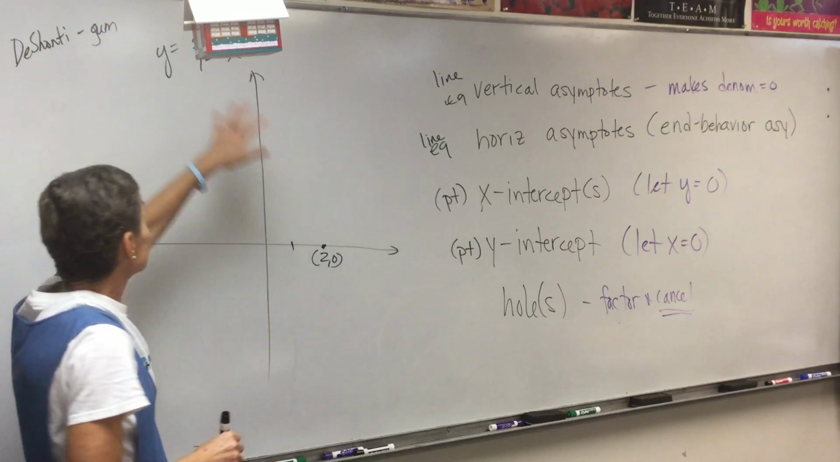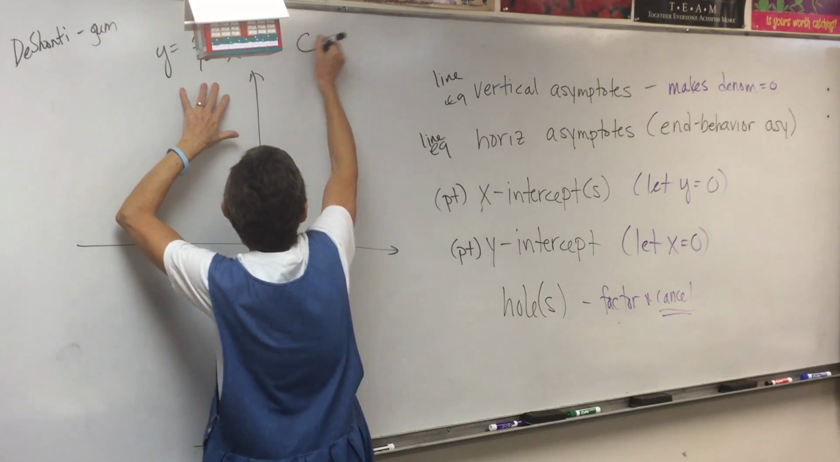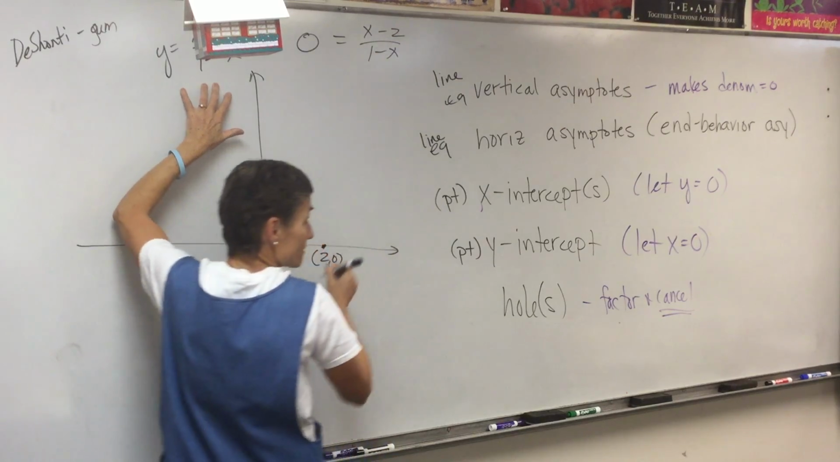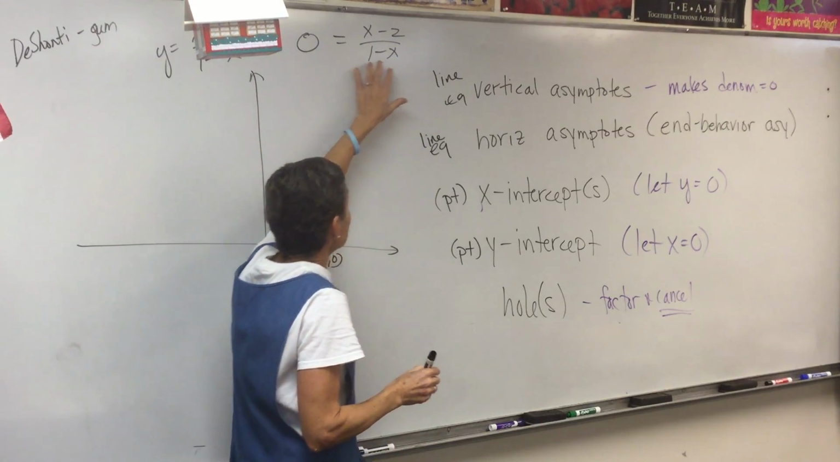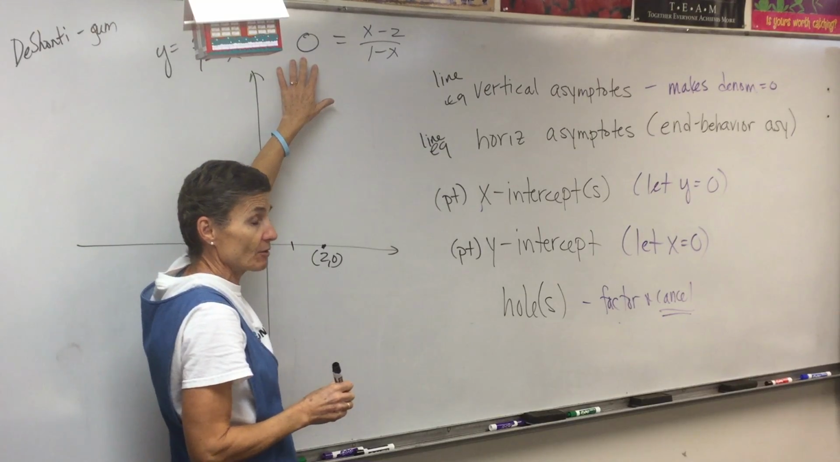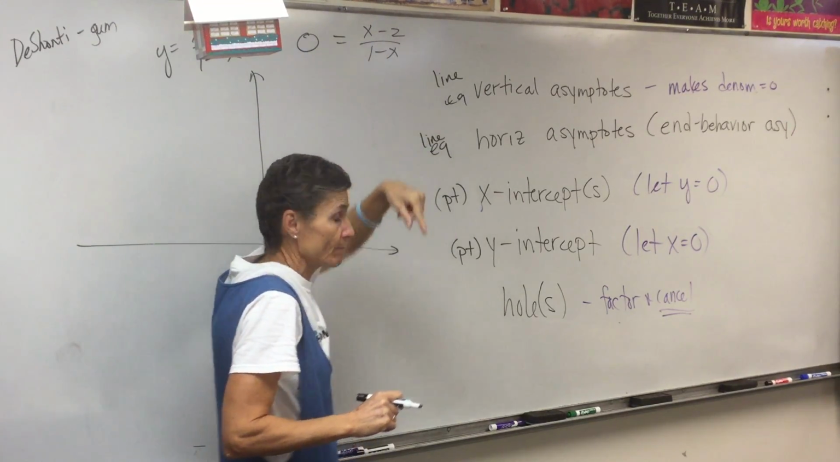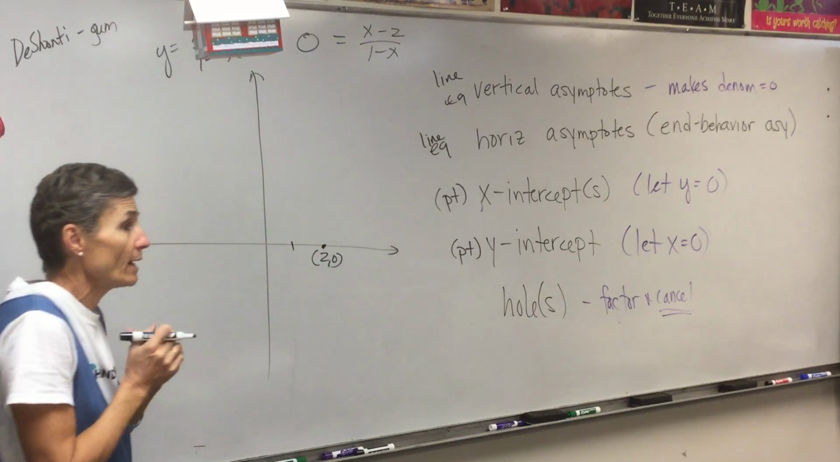And again, Geechee got that by saying 0 equals x minus 2 over 1 minus x. He multiplied both sides by the denominator and it disappeared. So he solved the numerator and got 2. Good. What else?